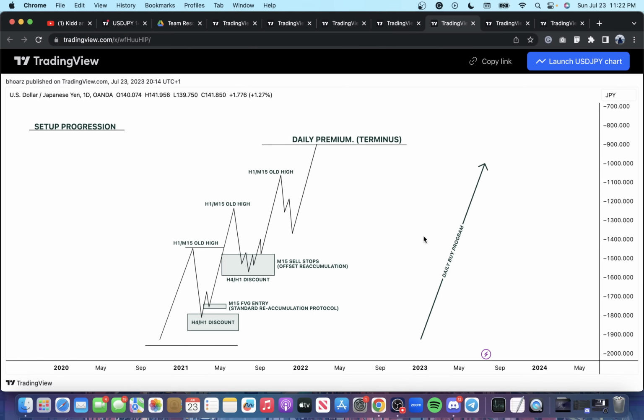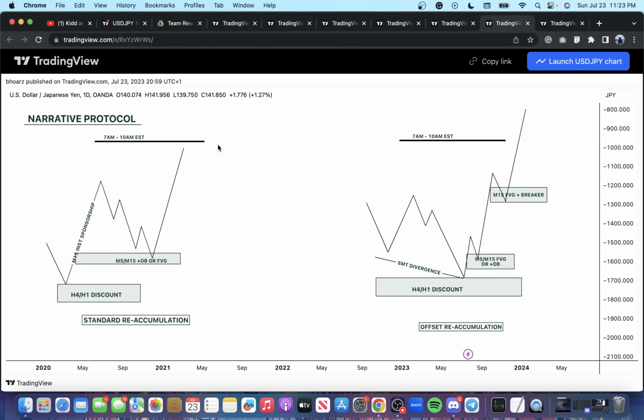Now let's differentiate these two. A standard reaccumulation protocol essentially is this. The market retraces down into a fair value gap or order block inside this range and sees expansion. Usually it's going to go below the main threshold or equilibrium of the range and trade into a discount. There is going to be some kind of inefficiency or bullish order block in the discount, then the market sees expansion. This is your standard reaccumulation protocol.